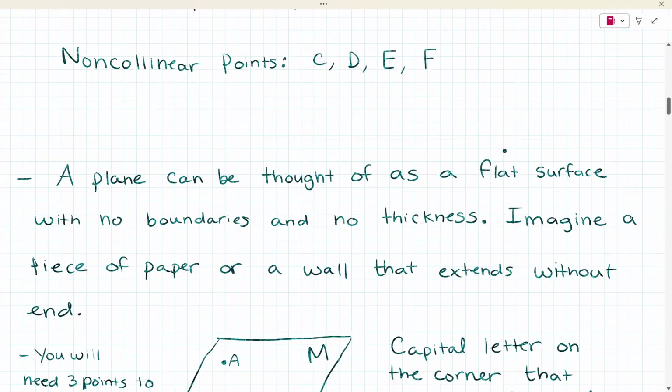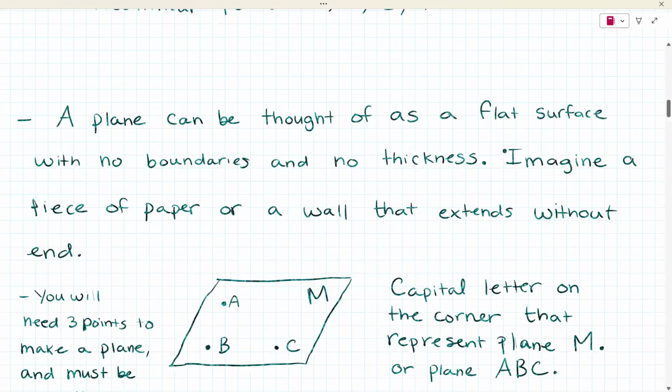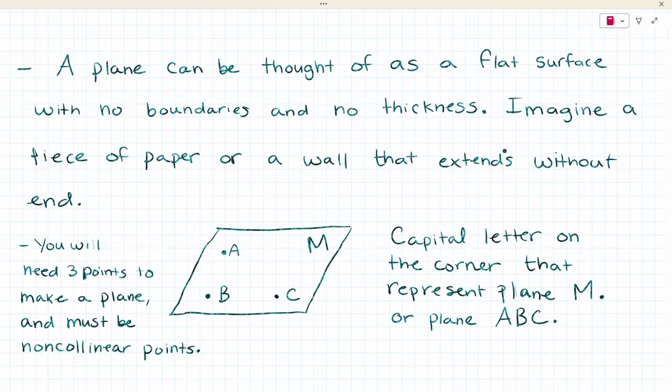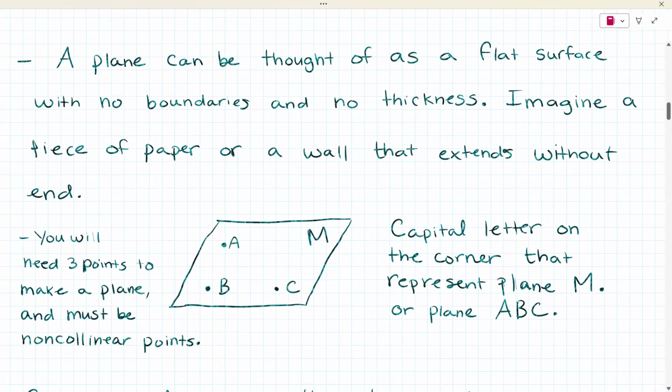Now let's talk about a plane. A plane can be thought of as a flat surface with no boundaries and no thickness. Imagine a piece of paper or a wall that extends without end. In a plane, you will need 3 points to make a plane and they must be non-collinear. That's really important. As you can see, this is a perfect example. You have 3 points, points A, B, and C, and as you can see, they're non-collinear. So this makes a plane.